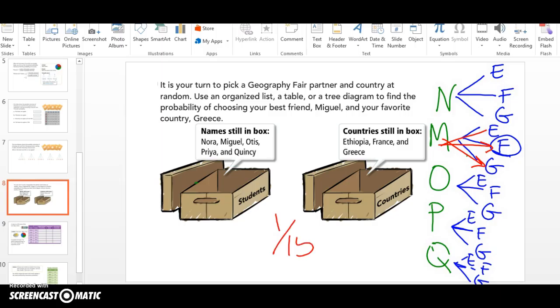Okay, so 1 out of, and how many outcomes were there? 15. So if I use my counting principle, I have 5 kids, and how many countries? 3. What's 5 times 3? 15. You see how that tells us the total number of outcomes? Okay, good. So 1 out of 15.